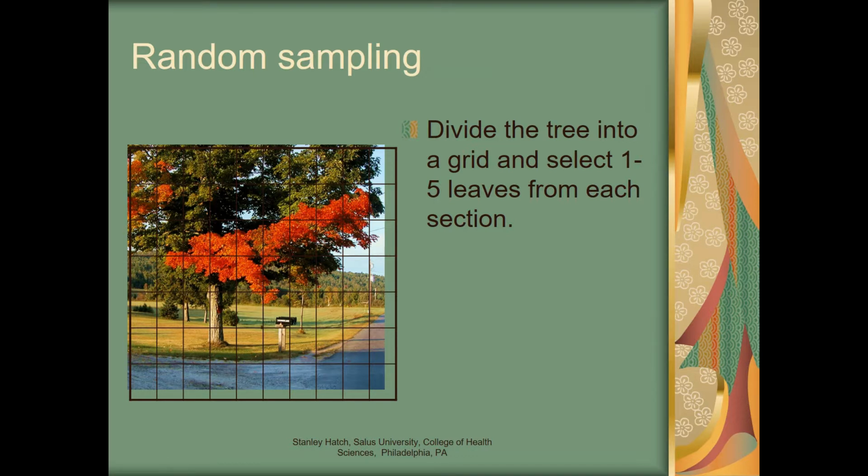So let's try to do some random sampling. Well, one way to help with randomness is to actually use a grid across the tree and select a certain number of leaves from each section of that grid. This would actually be called stratified random sampling, since we are going to randomly take a certain number of leaves from each strata or each section. As you may infer, if we make smaller and smaller grid sizes, we will get a more representative sample.